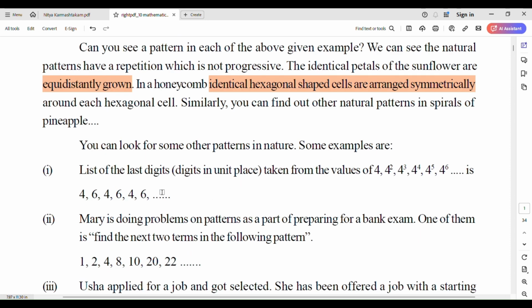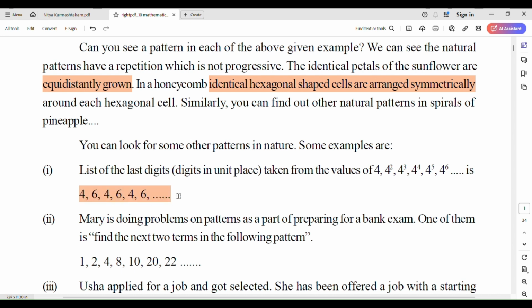Let's see some examples with numbers. List of last digits taken from the values of 4, 4 square, 4 cube, 4 to the power of 4, 4 to the power of 5, 4 to the power of 6. It looks like we might be getting some kind of pattern here. 4, we know the last digit is 4. 4 square is 16, so 6. 4 cube is 64, so 4. So they all follow a pattern: 4 6 4 6 4 6 4 6. All the powers of 4 follow this pattern. This is the pattern we have to observe.